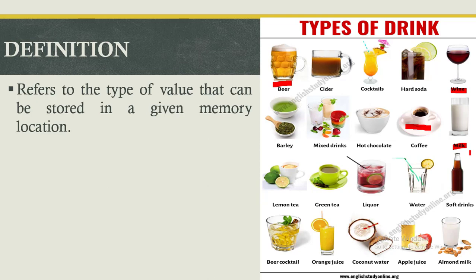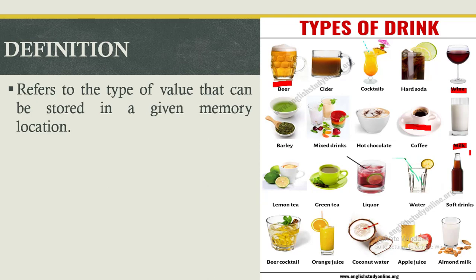Now let's come back to programming. Every type of value has a specific storage location or a specific container that can accommodate that particular value. And so when we are talking of a data type, we are simply referring to the type of value that can be stored in a given memory location.